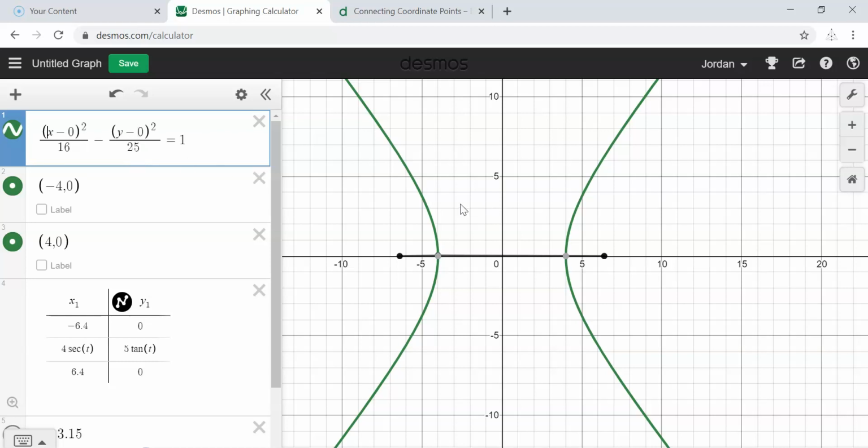If I were to have switched that, then all of this graph would be rotated 90 degrees, and your hyperbolas would be pointing up and down instead of left and right. So (-4, 0) and (4, 0) are my vertices. My foci, if you calculate this, are at the square root of 41. So it comes out to about negative 6.40 and a positive 6.40.